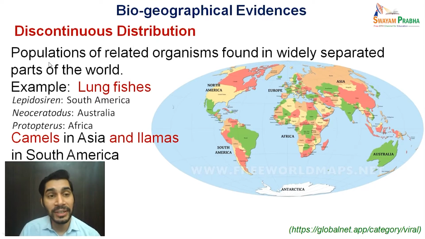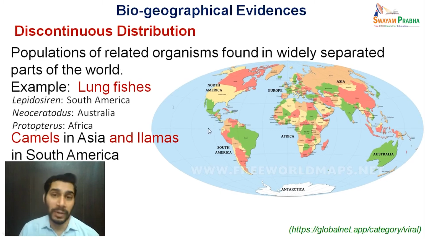Now, discontinuous distribution is when populations of related organisms are found in widely separated parts of the world. For example, if you talk about the lungfishes, there are 3 known forms or species of lungfish. Lepidosiren is one type which is found only in South America, that means this area. Neoceratodus is another type, it is present only in Australia. Protopterus is only found in Africa. So the question is, why are 3 forms of lungfish found in 3 such widely separated areas of the world?